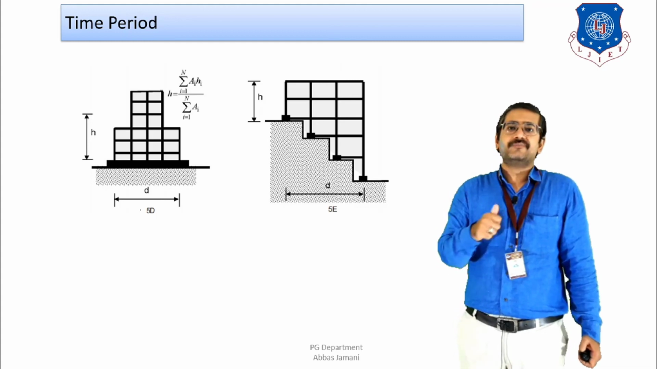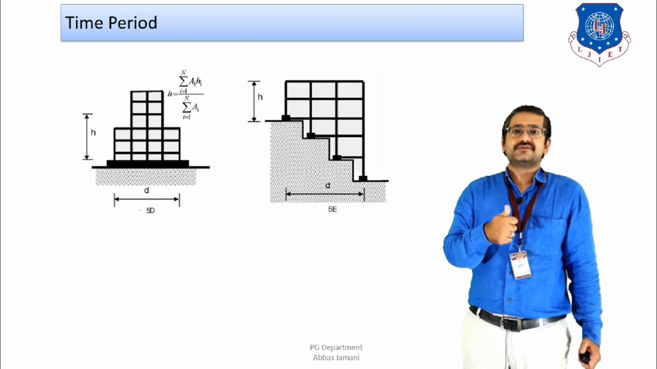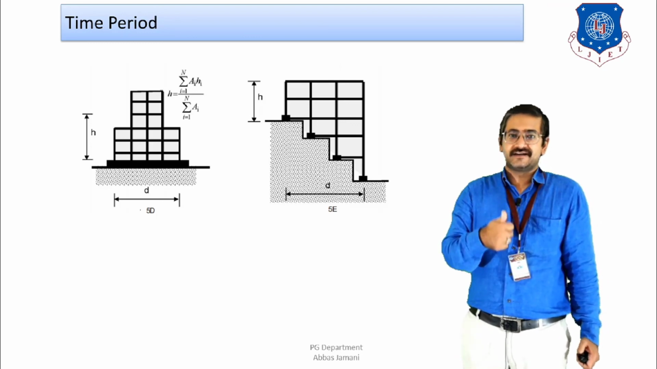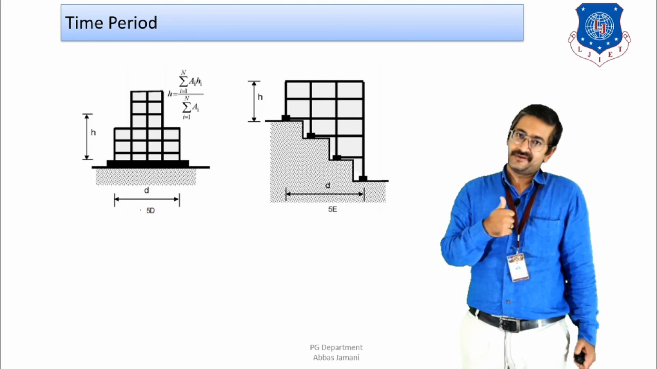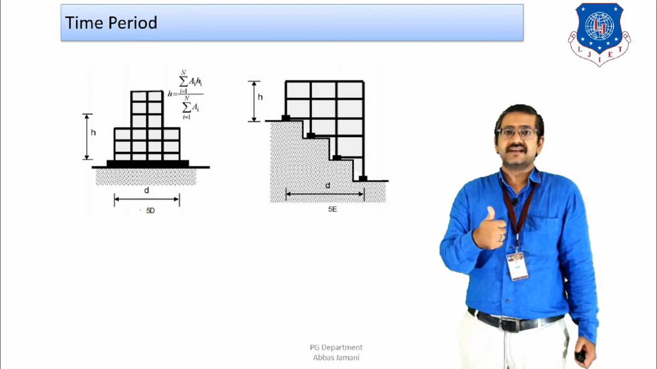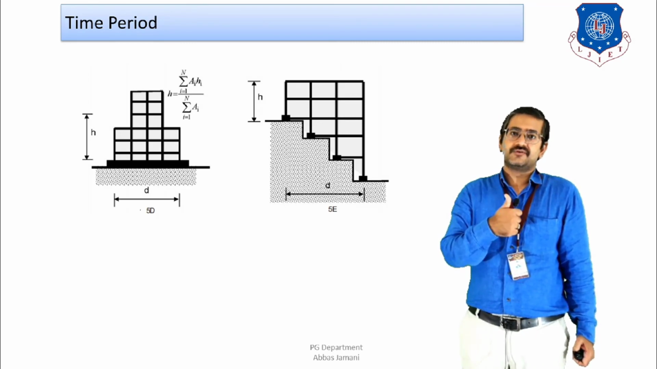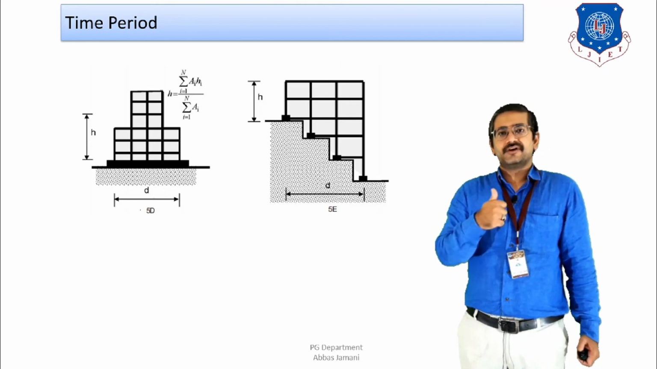I hope you have understood the considerations that the code is proposing for the importance factor, the response reduction factor, and at the same time the calculation of time period. And lastly, based on these 3 factors, we will be able to calculate the value of Ah, and once the value of Ah is calculated, then we will be able to calculate the value of VB, that is the base shear. Right?